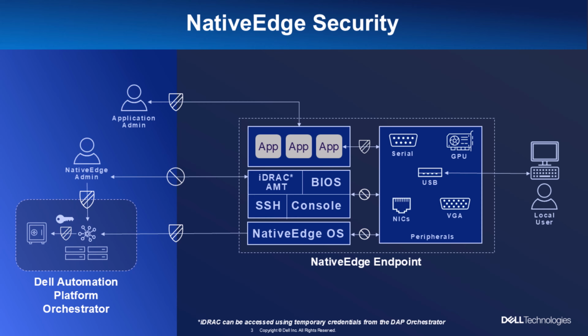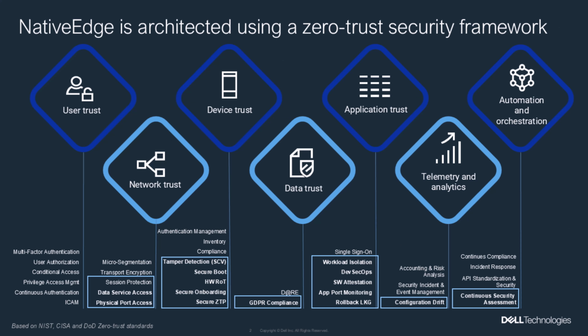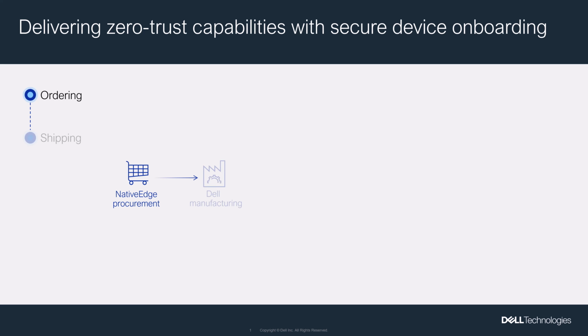The Orchestrator, which is a Kubernetes-based application packaged with Helm charts, can be deployed on-premises inside a VM or bare metal server. After being deployed, NativeEdge endpoints can be easily added to the NativeEdge estate with secure device onboarding and zero-touch provisioning. NativeEdge applies zero-trust principles across all deployments, including air-gapped environments, ensuring every endpoint, user, and workload is continuously verified and protected. Security starts at the factory.